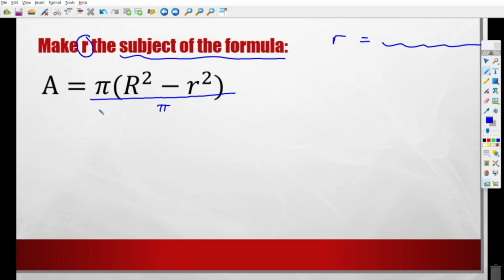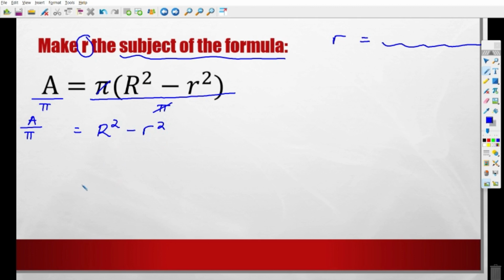What I do on one side, I do to the other side. Fantastic. So now I'm left with A over pi, and over here the pi's cancel, and I'm left with R squared minus r squared. Now I can breathe. I'm out of jail. I'm free. Now I can do something.